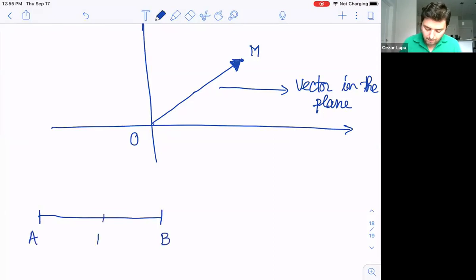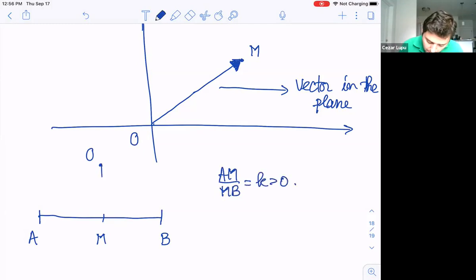and here I have this point M, such that AM over MB is this K. And let's just say K is positive, right? I don't want M to be outside this segment. I want this guy inside. And I have this, okay, let me write this here. I have this point O here. So I know that AM over MB is K. And I have this point and I want to express my vector OM in terms of these two vectors here.